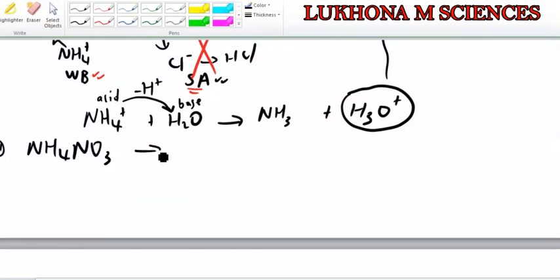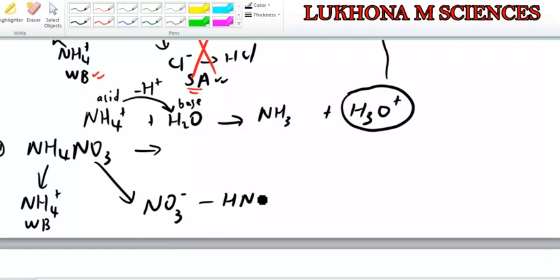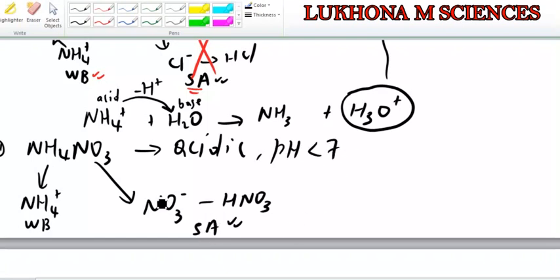So this one is from a weak base. This one is from HNO3, that is a strong acid. The strong acid takes over. Therefore, this salt is acidic. Give a reason for your answer. The pH of it is less than 7.